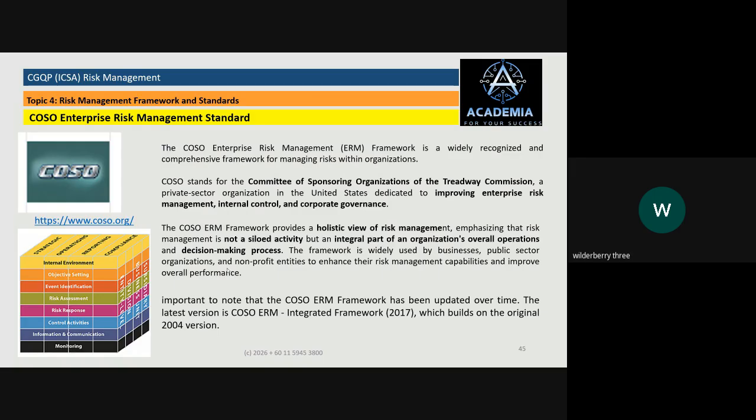So this framework is a holistic view, and it focuses on the fact that the risk activity shall not be siloed. It shall be an integral part of the organization. They came up with a cube that has the pillars: strategic, operations, reporting, and compliance. Then they show which activities they do, and also to which units it is applicable. That's what this cube is illustrating. The last version is 2017; they worked on it and launched it in 2018, and the original version was 2004.